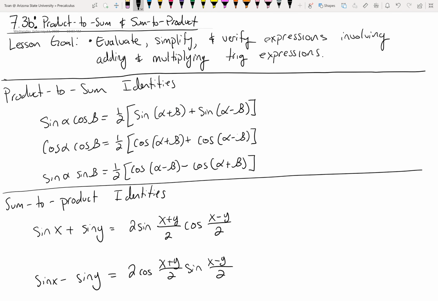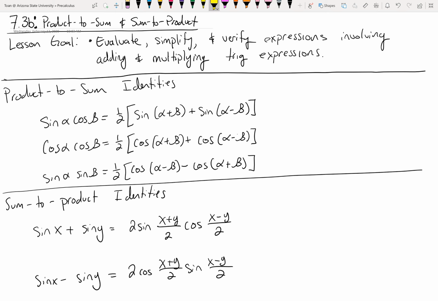So 7.3b will be introducing you guys to two new sets of identities called the product to sum and sum to product. The lesson goal is the same as it has always been. We're going to evaluate, simplify, and actually prove, verify expressions. Now, these sum to product and product to sum identities apply when you are adding and subtracting trig expressions.